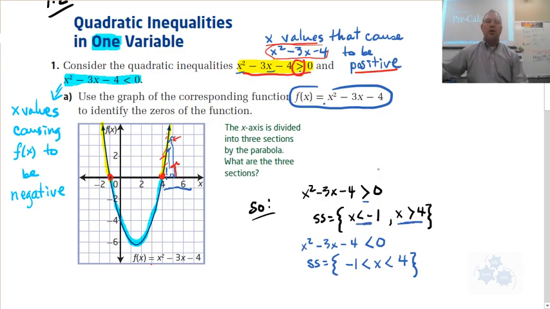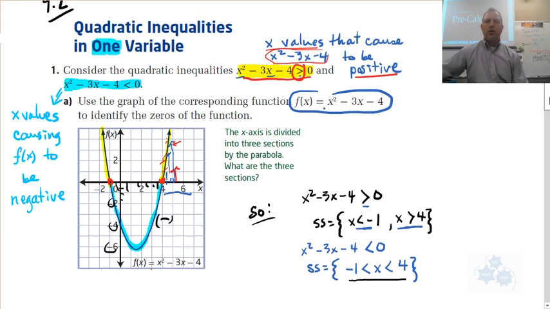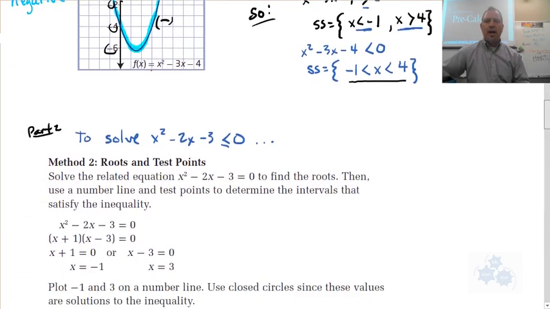The other part is where the parabola hangs below the x-axis. Well, these are negative values of y. See, all these values are negative. And so we want the x values that correspond to this part of the parabola. And that's where we write something like this: x is between -1 and 4. All right? So in one variable, you're just looking for the one variable, and that's just a part of the x-axis.